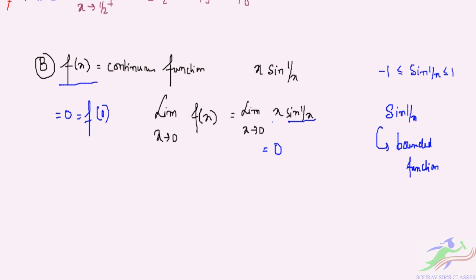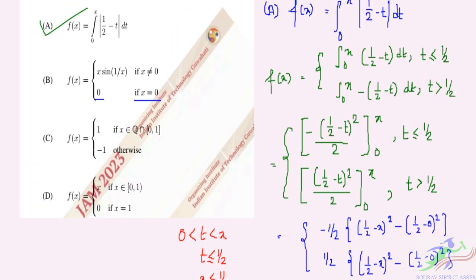So I can see that x sine 1 by x is also continuous. So option B is also, this particular function is also Riemann integrable, right?